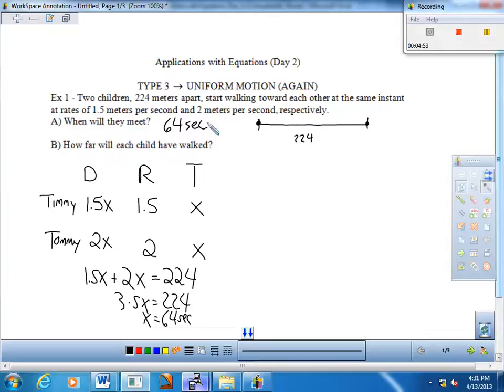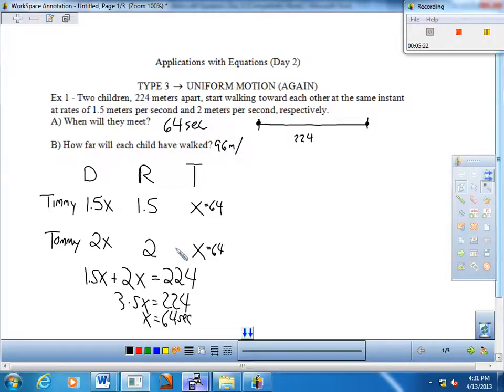All right, so let's see, 64 seconds was the answer right up here. That's looking really nice. And then it does say how far will each child have walked. And so if this is 64, again, just kind of throwing things into the table here. You can do this or not do this. It's your call. Could I probably find the distance for Timmy and the distance for Tommy here? Yeah, probably. Let's see, 1.5 times 64 here. I'm getting 96 on that. So 96 meters for little Timmy.